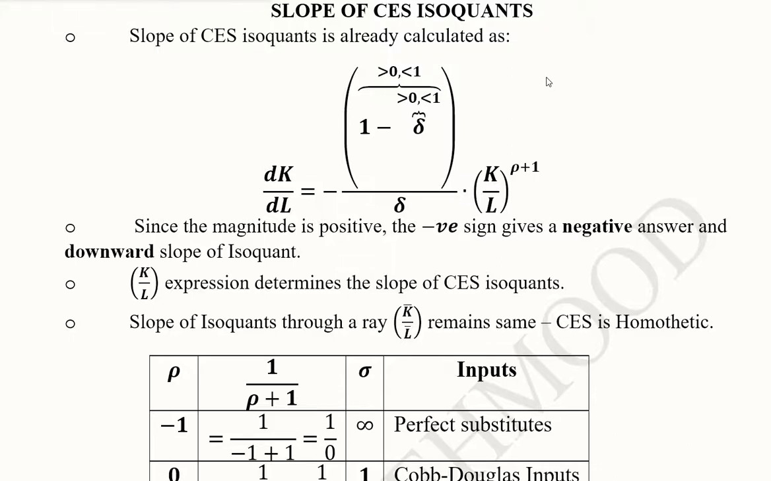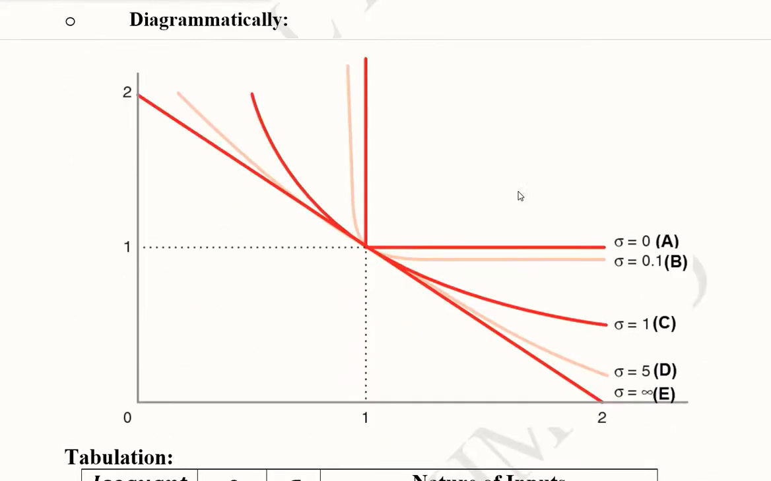After understanding the CES production function, now we'll talk about the isoquants of it and definitely its slope. We will try to judge about its forms, that is, you can have a glimpse of it.